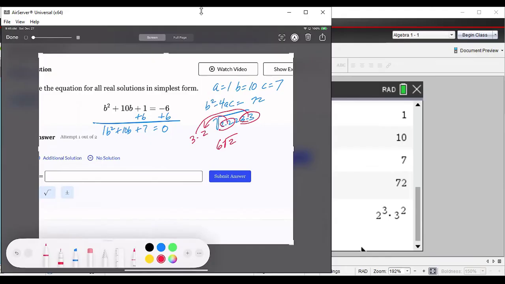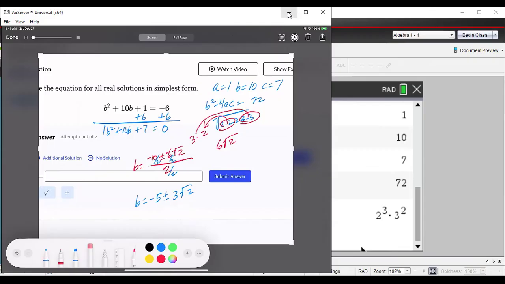So this is going to be b is equal to a negative 10 plus or minus 6 square root of 2 over 2 times a, which is going to be 2. Now, this can be further simplified because these are all even numbers, so we can divide 2 out of all of them, and we're going to be left with a negative 5 plus or minus 3 square root of 2 over 1. Now, when we have the over 1, you don't need to put that part. So here's our answer, a negative 5 plus or minus 3 times the square root of 2.